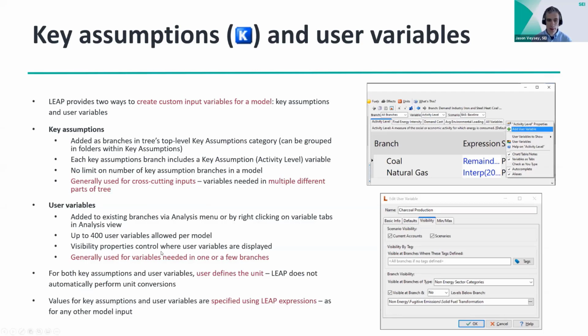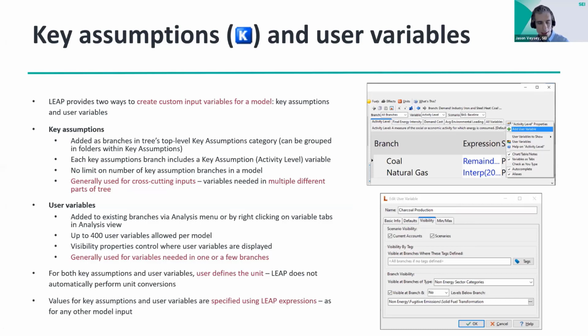With user variables, you have several properties that you can define, including the unit, the description for the variable, and other things. But notably, you also have visibility properties that control where the user variables are displayed. So you're adding them to a particular point in the tree, and you can limit them to that point in the tree or to other similar types of branches. So for example, you could have a user variable that was visible for all non-energy sector category branches. There are a number of different filtering options that allow you to control where user variables show up in your model. You can add up to 400 user variables per model.